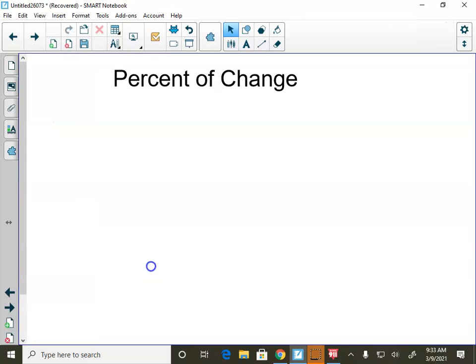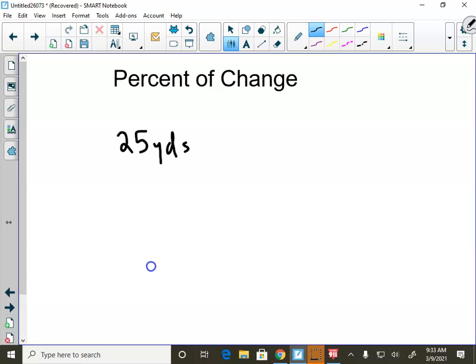So our percent of change is going to be when we have an original amount. Let's say that Tommy on the soccer team in the beginning of the season could kick a soccer ball 25 yards. And at the end of the season, Tommy's now able to kick that soccer ball 30 yards. So you could see his distance changed by 5 yards. But what was his percent of change? Like, how much percent better did he get?